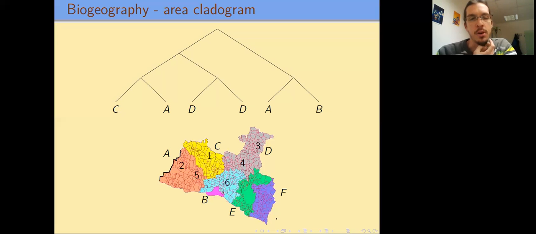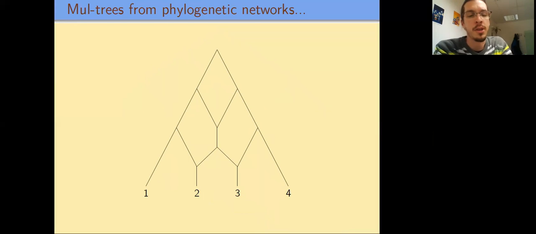So that's for biogeography. The third use of MUL-trees I wanted to mention is the link of MUL-trees with phylogenetic networks. So, and more precisely, the MUL-trees, they are an alternative way of representing phylogenetic networks. So look at this network, for example.